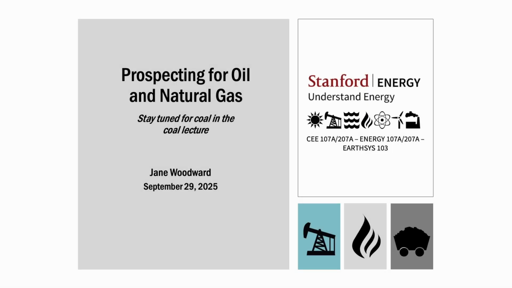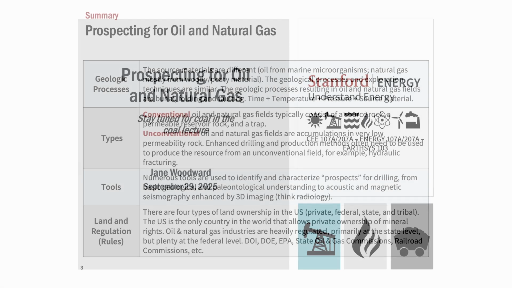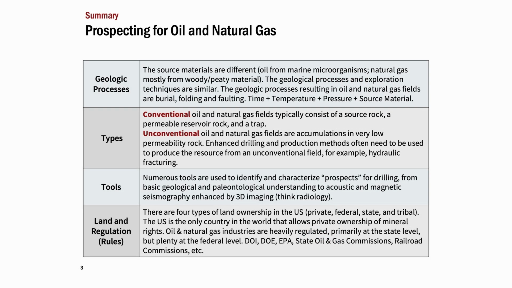I'm going to talk about how you look for oil and gas. And we already talked about the geologic process to a degree: we need the crock pot, time, temperature, pressure, and we need the source material. We're going to talk a bit about this fundamental idea of a conventional resource and an unconventional resource.